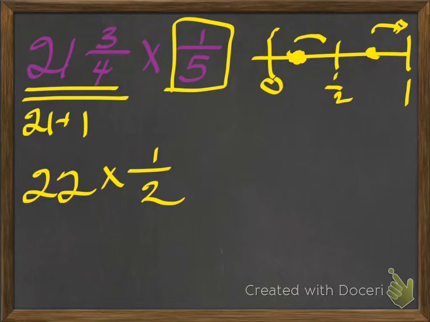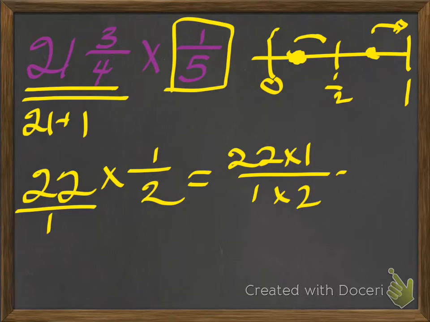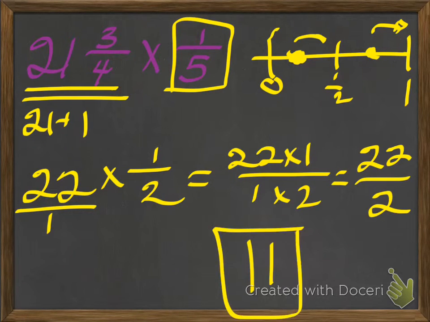So I've got 22 times 1/2. I'll put that over 1 and rewrite it. So I'll have 22 times 1 over 1 times 2. And that's going to equal 22 halves. And 22 divided by 2 is 11.